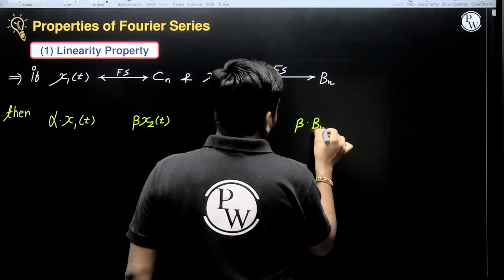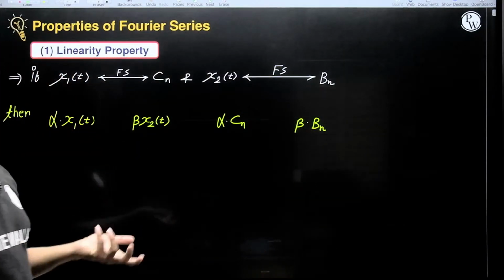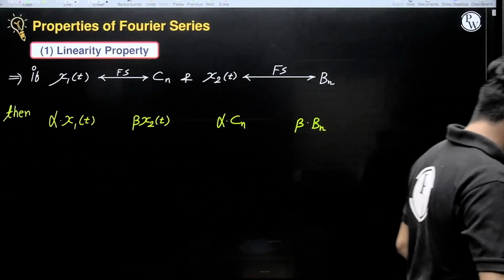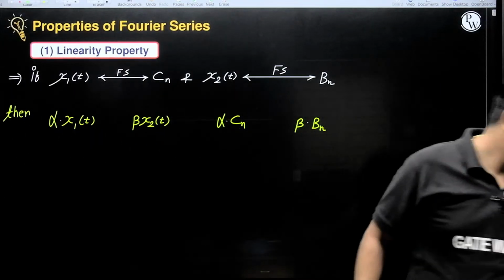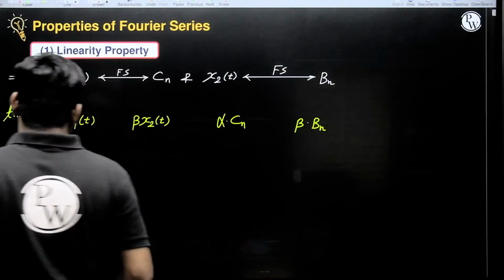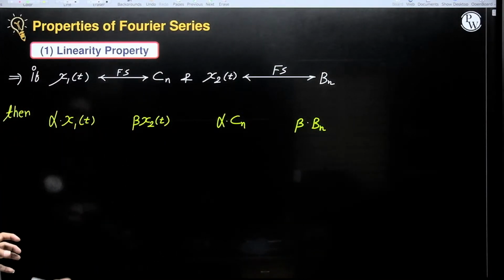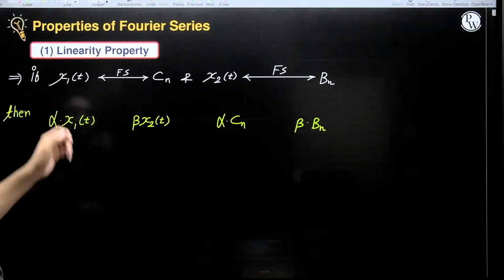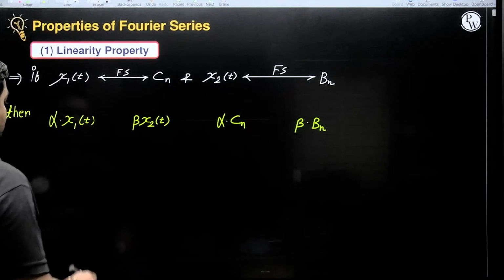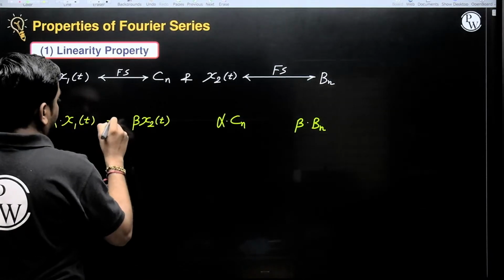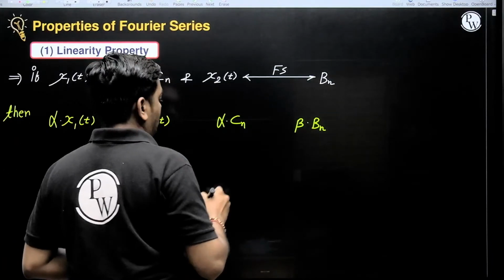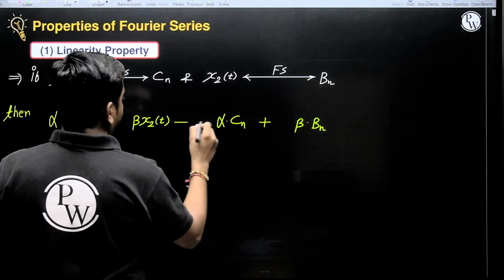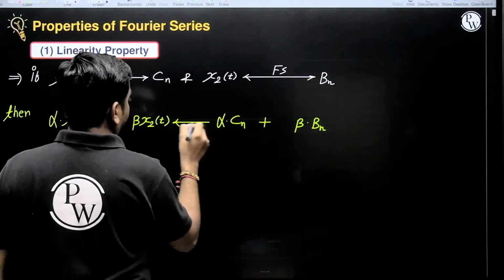Alpha and beta are both any type of constant. It can be positive, it can be negative, it can be greater than 1 or it can be less than 1, correct? And why is this happening? Because we are talking about a linear system. The property name is linearity, linear. And if you add these two, then the corresponding coefficients also get added, correct? This is the linearity property.